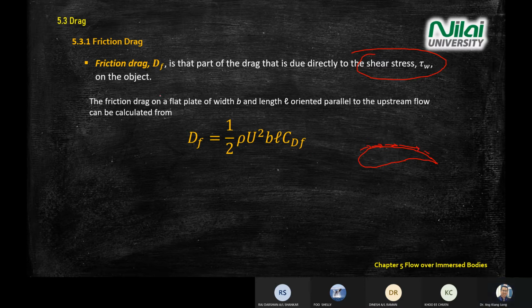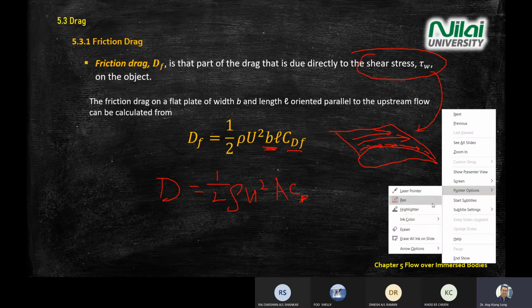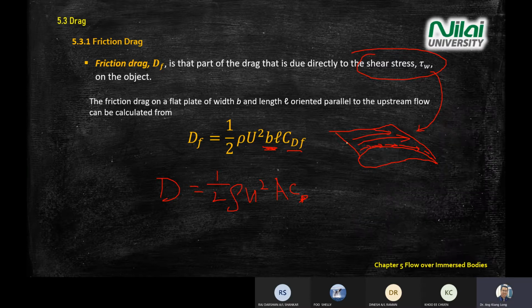So the equation to calculate the friction drag is half rho v square A CD. So basically it's the same as the equation of drag. It's half rho v square, or u square, A and CD. So if you want to calculate the friction drag, you change the CD to the friction drag coefficient, and the A here is the area of the shear stress acting on. So basically you find it by calculating the area.